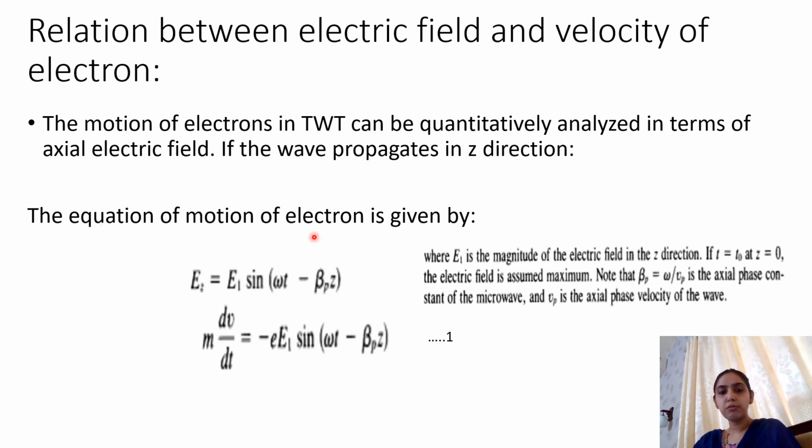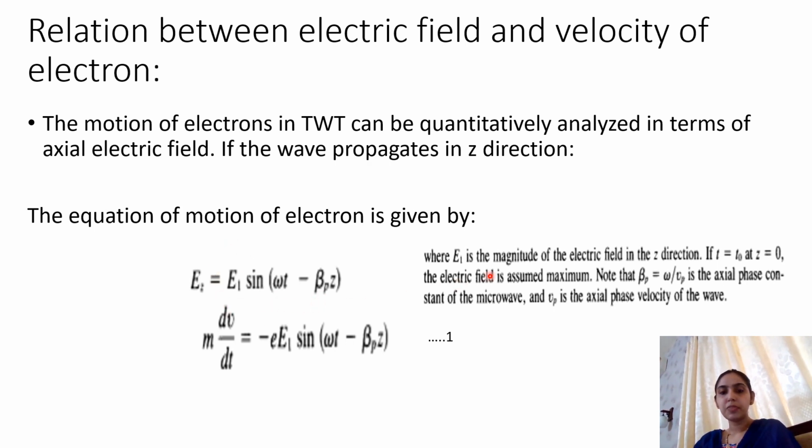The equation of motion of the electron is given by Ez = E1 sin(ωt − βp z). Now we have shown schematically the diagram of the electron motion. Now this electric field is represented as such. Here we have to know what each term is.